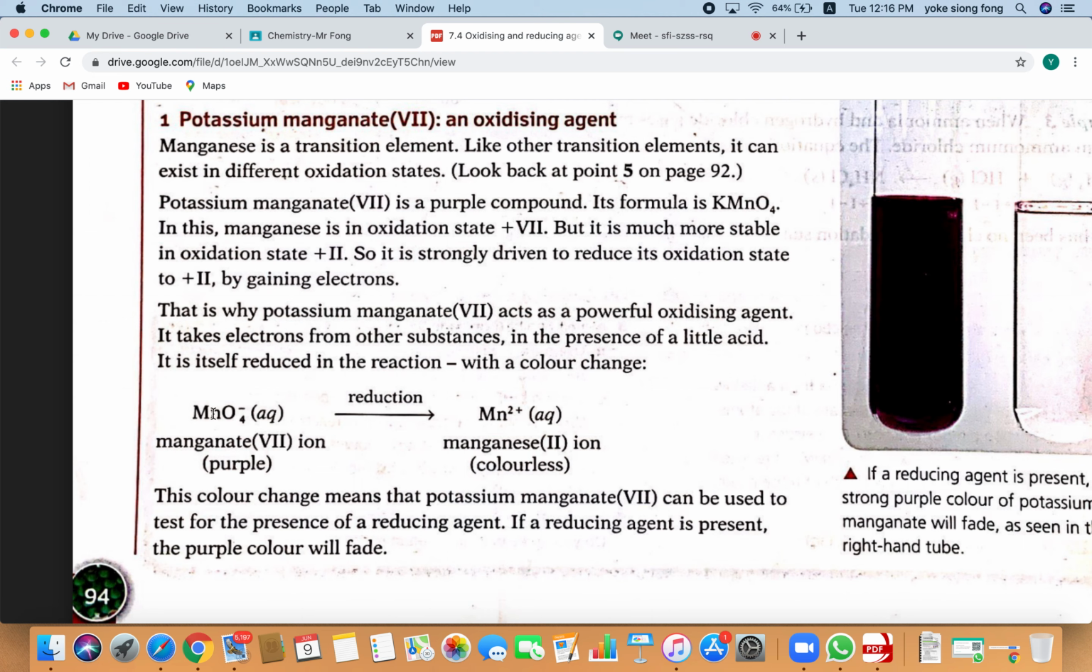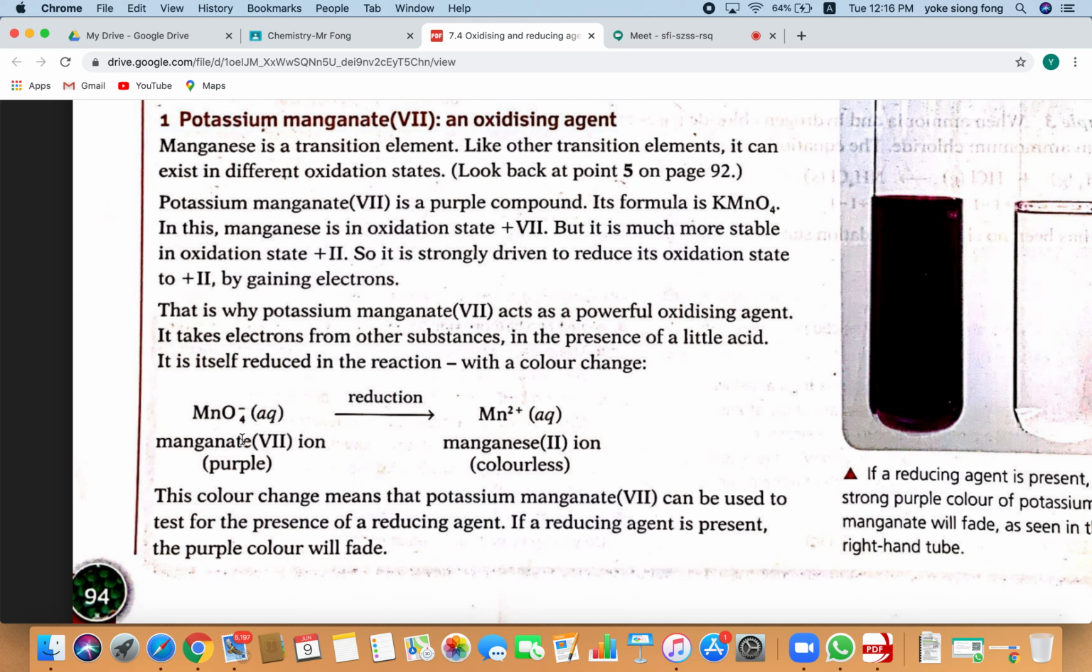So the MnO4 negative is the manganate 7. Potassium, of course, is the K, so the main point is not the potassium. It's actually the manganate 7, and the formula is MnO4. Based on this formula, the manganese is actually at positive 7.